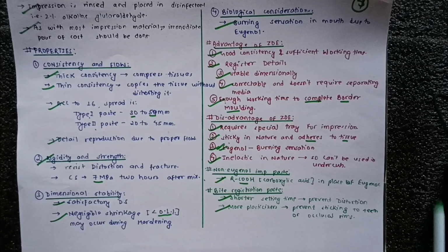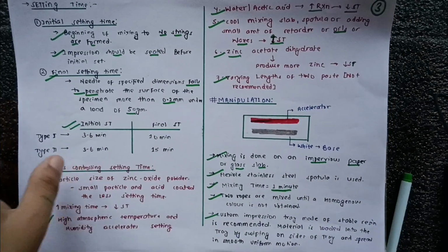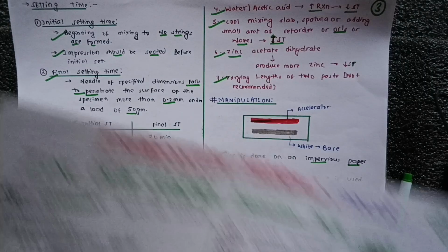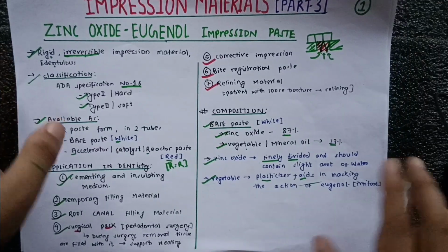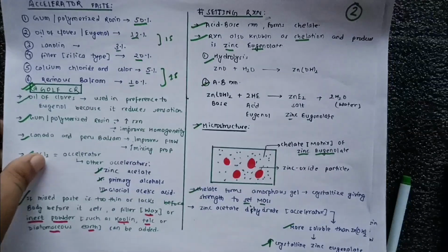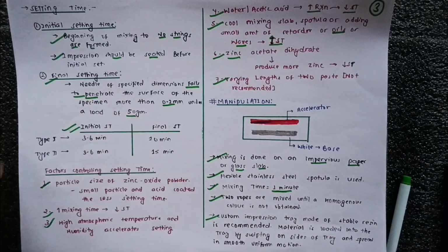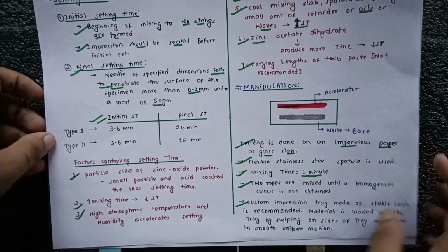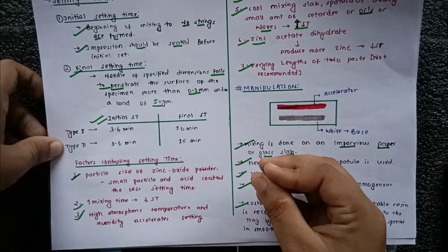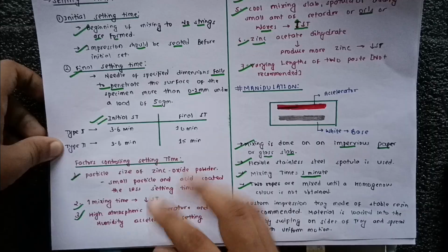So we have covered all the points of this chapter, zinc oxide eugenol, which is one of the important chapters. In this dental material, as you know, we have a lot of data and things to remember. But you can remember by linking all those data. Just like here, you may be troubled about how to remember the setting time factors. It is very easy. In most chapters of dental material you can see a similar kind of pattern.